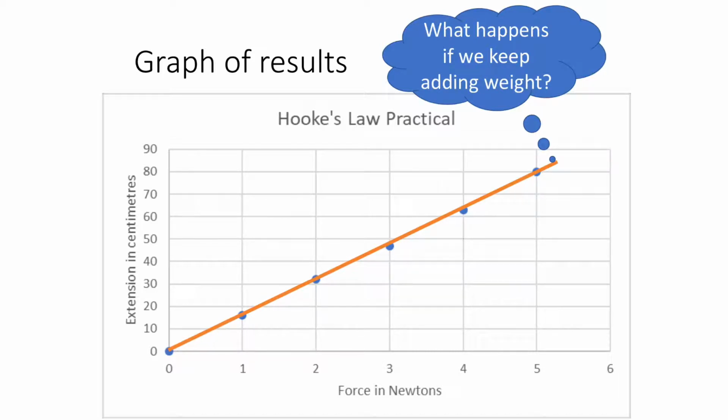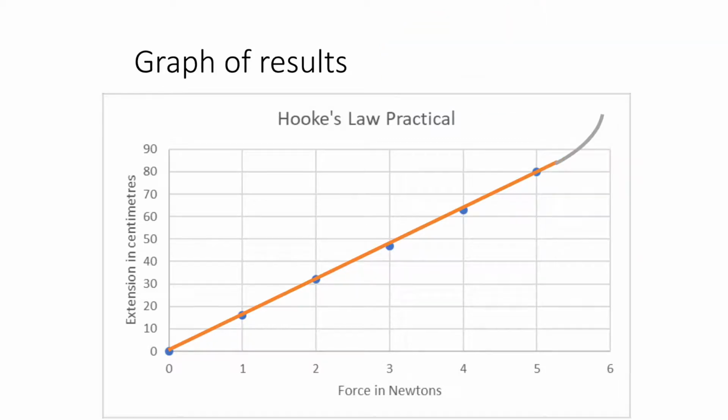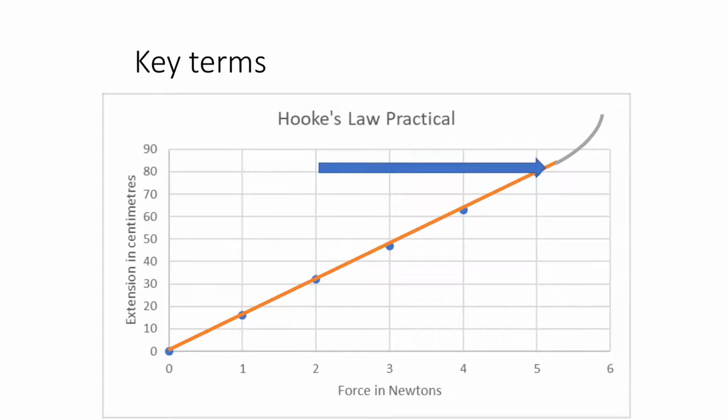Well, after a while, and it's different for different springs, it depends on the spring that you've got, but after a while, it stops being a straight line and it starts to curve upwards. So in other words, you add a small bit of force and you get a much larger extension. The spring will get longer a lot quicker. And the key terms we need to refer to, there's one here. Any idea what this is called?